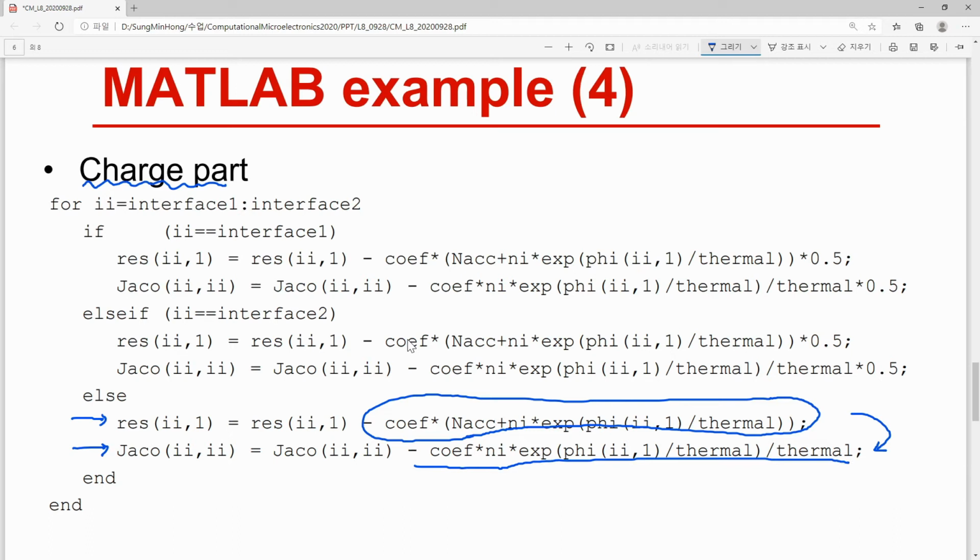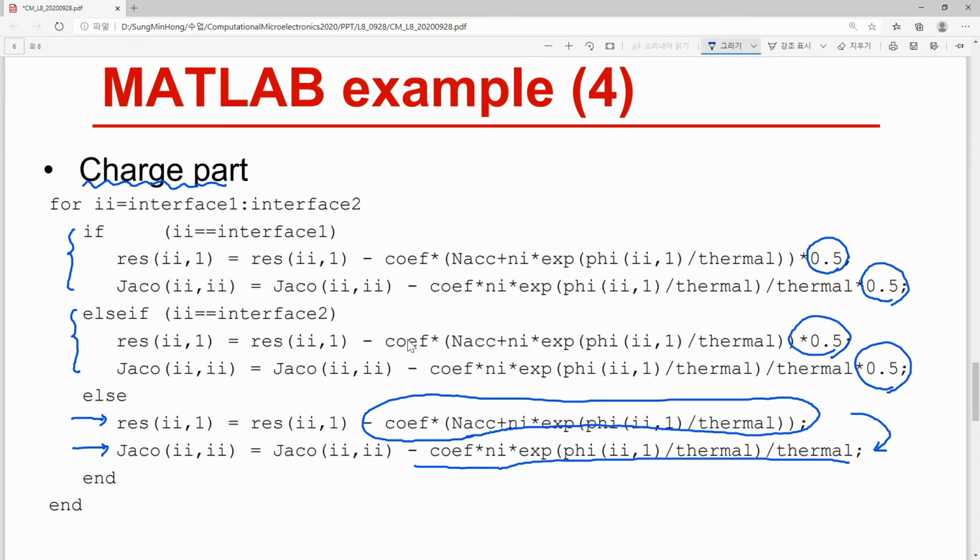Please check it. And here we have two special considerations for interface nodes. As I told you before, since our electron exists in the silicon material only, half of our control volume is assigned to silicon and half of it is assigned to oxide for our interface node. That's the reason why here we have a factor of 0.5 to consider the reduced control volume.